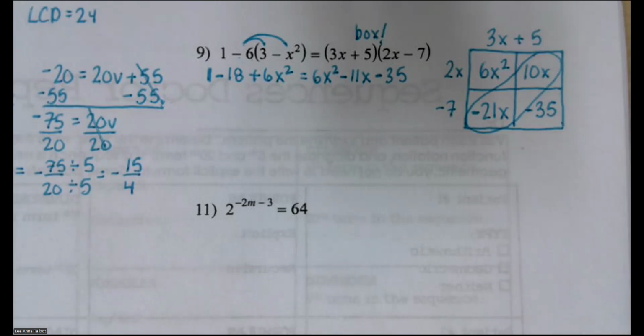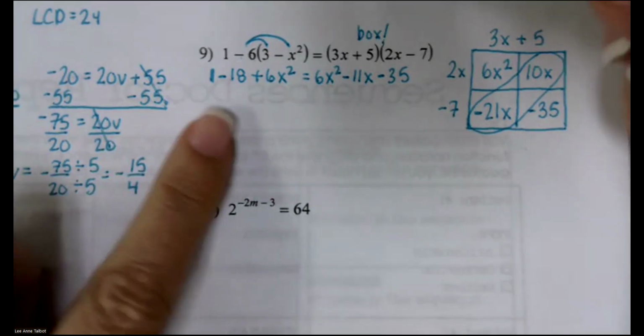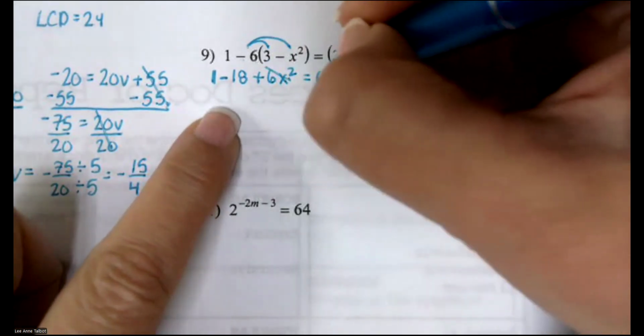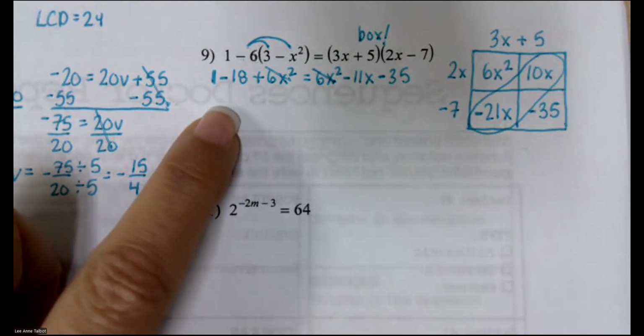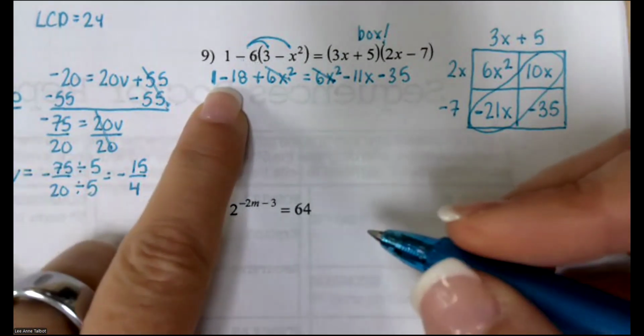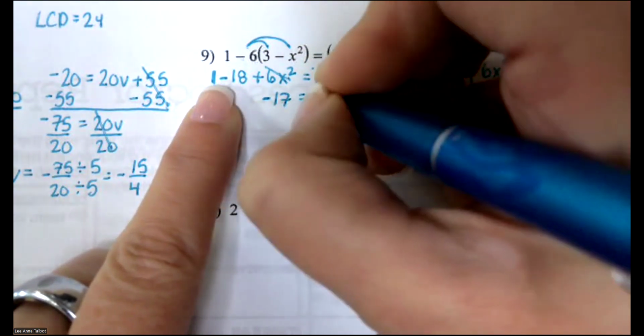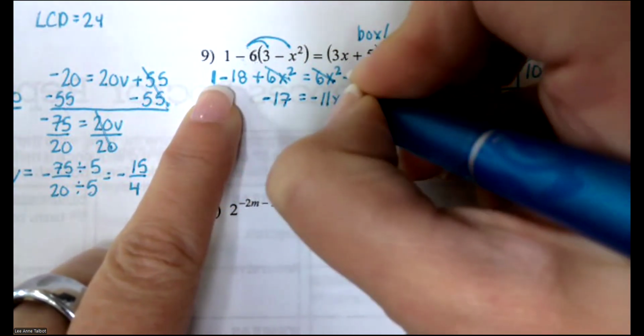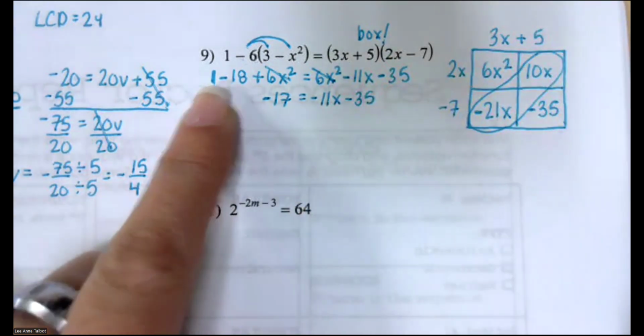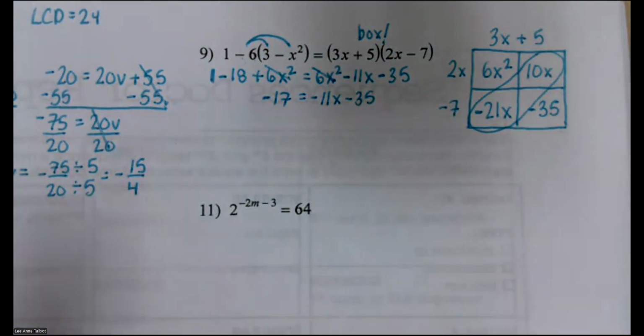Okay, what did I tell you guys about the x squareds in this class? Every time. And if they don't, that means you did something wrong. So now these two add together to be -17. And now you have just a regular equation. Yay.